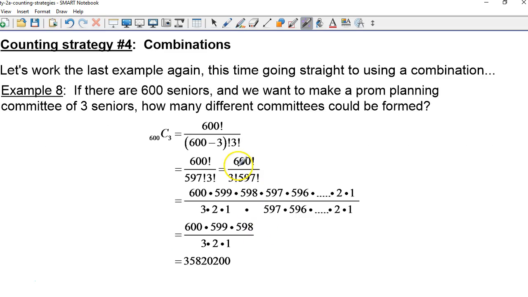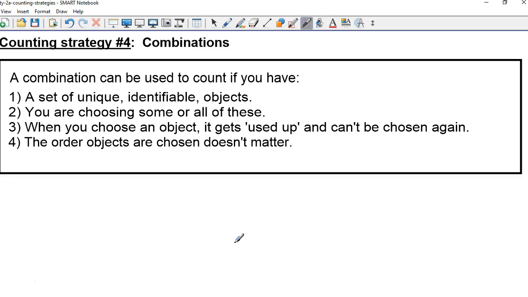If you put that in a calculator, or if you did it by hand here, that would be 600 factorial over 597 factorial times 3 factorial. And that means everything in the 600 factorial from 597 on down would be canceled off, leaving 600 times 599 times 598, and then divided by the 3 times 2 times 1, which is the same thing we did when we did it that complicated way with boxes within boxes.